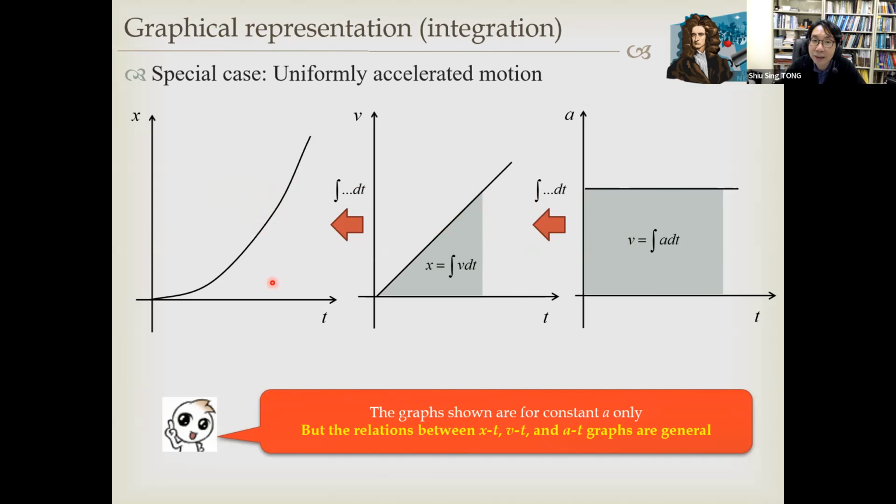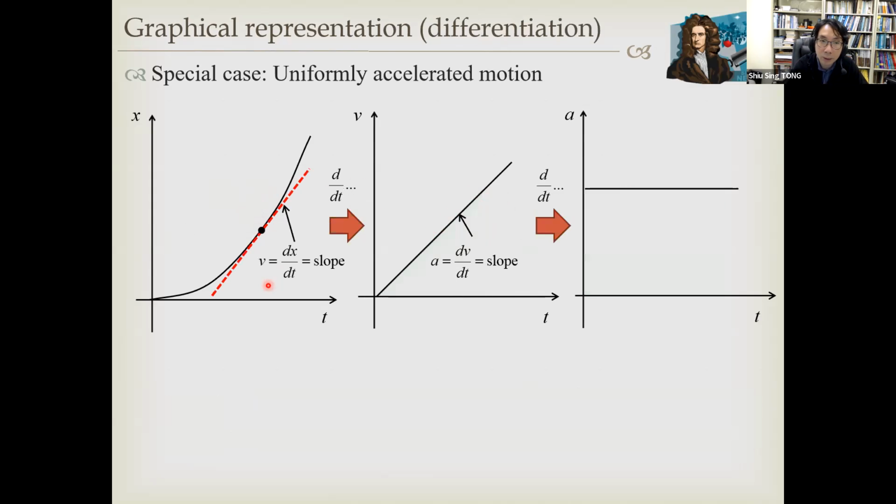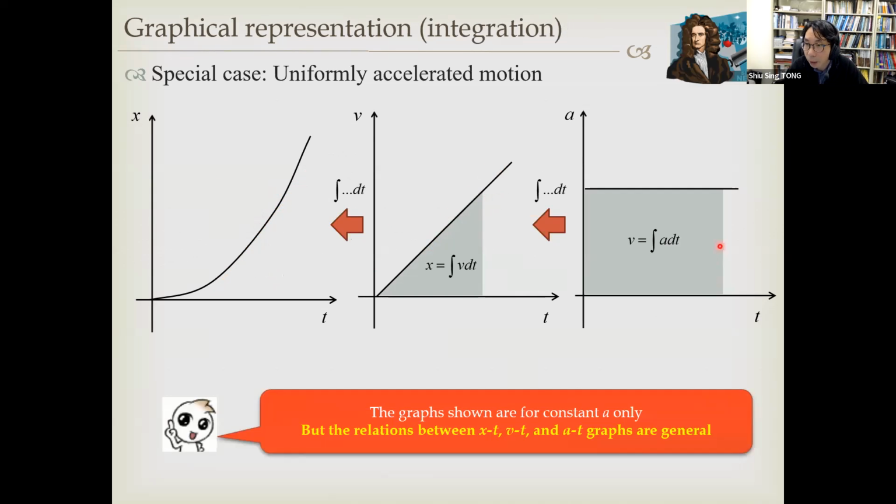Okay. If you go from x to v to a, then you are looking at the slope of the graph. If you are going from a to v to x, then you are looking at the area bounded below by the curve. Okay.